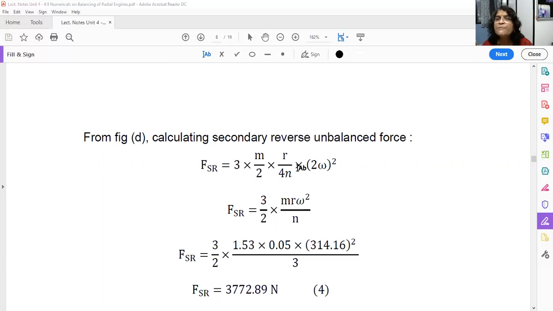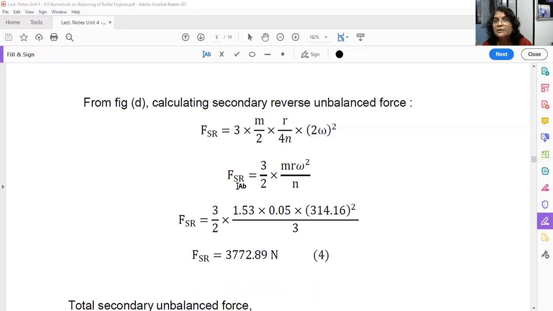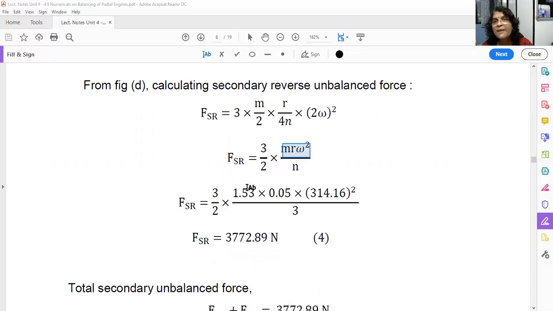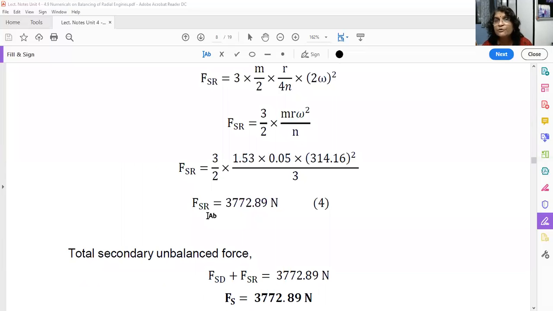Or you can also simply write, because this 4 will cancel with this 4. So what you can write? 3 into m by 2 r omega square upon n. So the reverse secondary crank unbalanced force is 3 by 2 m r omega square upon n. Put the value of m, r, omega and n. You will get the secondary reverse unbalanced force as 772.89 Newton. And what is the direct force?